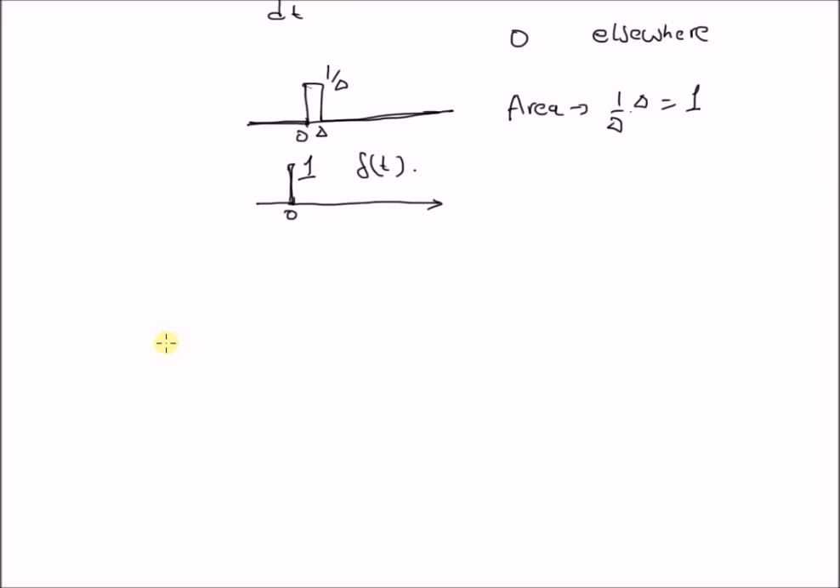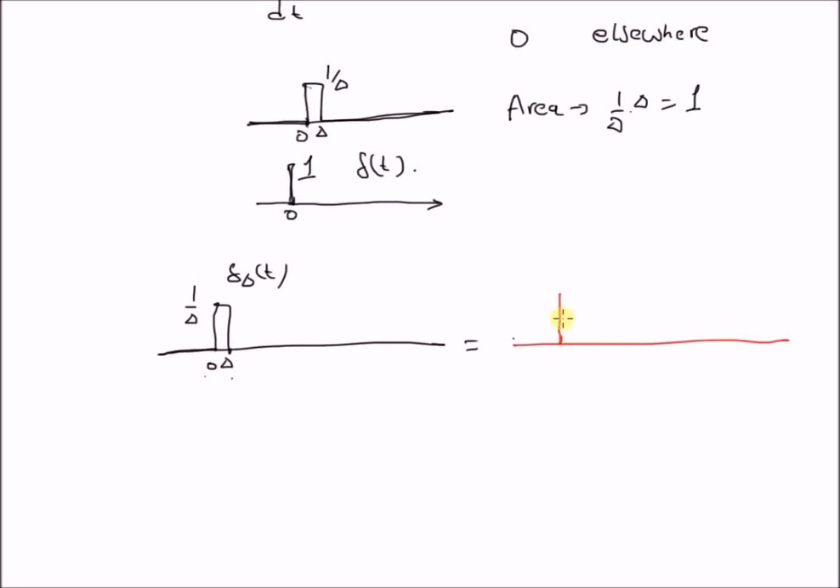Now let us look at how we can derive the definition of the delta function from first principles. The pulse signal, delta delta of t, is 0 for t less than 0, equal to 1 by delta for values of time between 0 and delta, and 0 for t greater than delta. So this signal can be written as the difference between two signals. The first one is u of t, and the second one is a delayed version of the unit step signal, which is u of t minus delta.